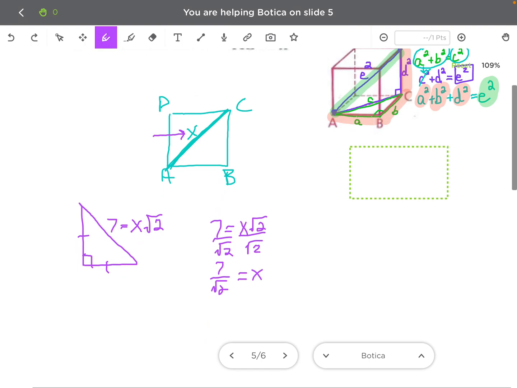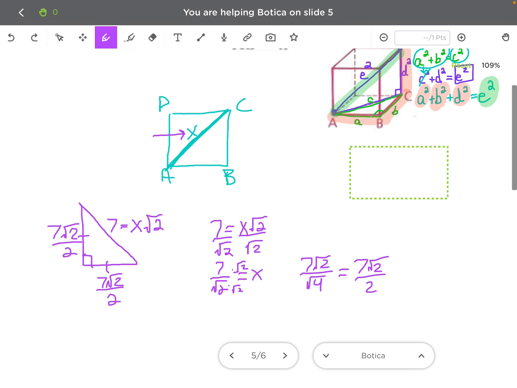Oh, wait, we can't have a root 2 in the bottom. Multiply by root 2, multiply by root 2. We get 7 root 2 over root 4, which is 7 root 2 over 2. So this side is 7 root 2 over 2. And then what happens is, let's say I change that 7. What if I told you that this side was 5? Okay, this is 5. This is 5. And again, you guys, look at, the only thing that's changing is this.